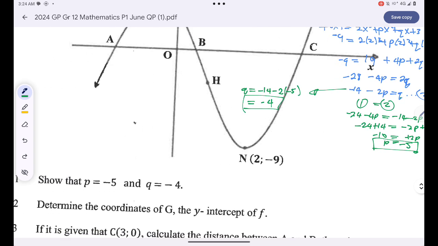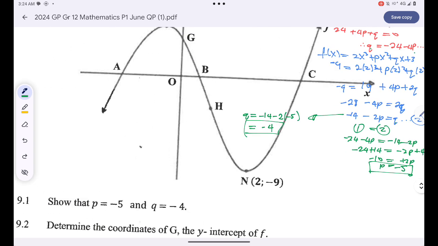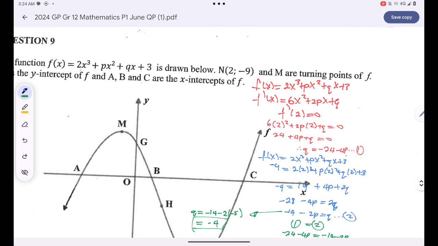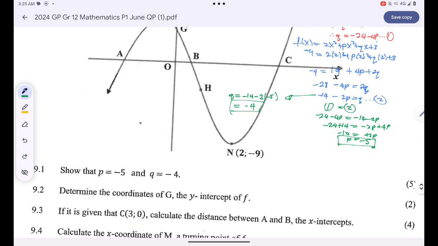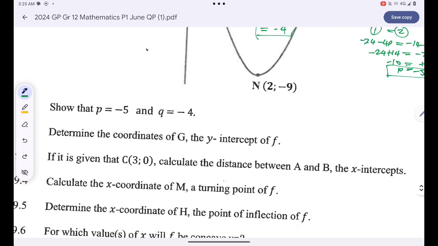Okay, now I'm supposed to determine the coordinates of G. G is the y-intercept of my curve. Whenever, guys, I'm given an equation like this, the examiner is trying to tell me the y-intercept. The y-intercept is equal to 3, right? And I know that the x value at the y-intercept is always 0. So the coordinates I simply have are 0 and 3.